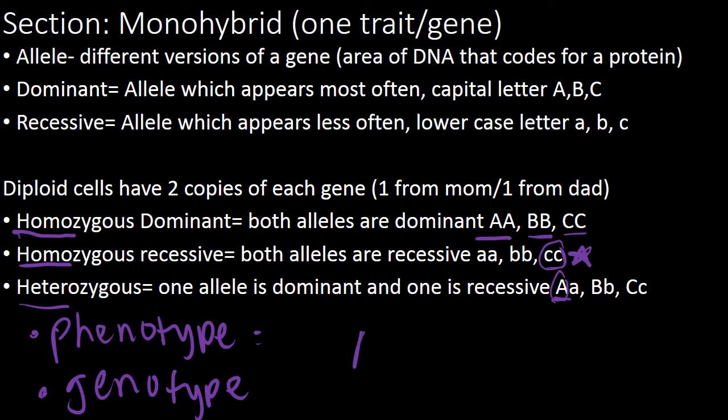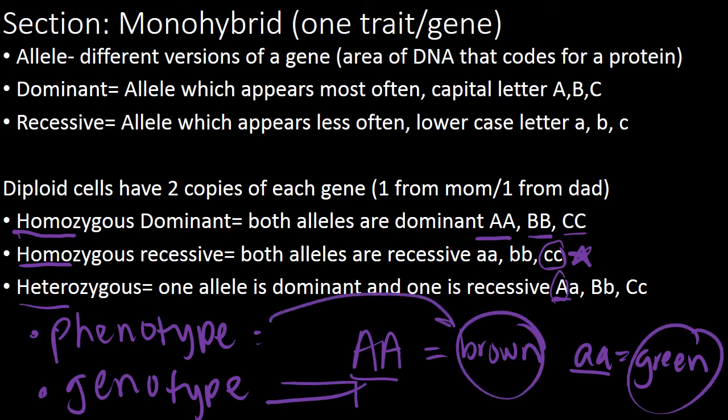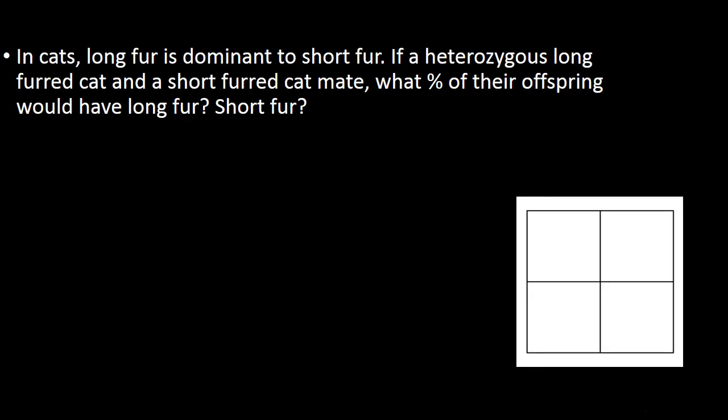So, for example, if I were to say AA equals brown, lowercase equals green. The letters I'm using, those are my genes, so that's my genotype. The color I'm seeing right here, brown or green, that's my phenotype because I physically see those colors. Alrighty, let's go ahead and start some practice problems.